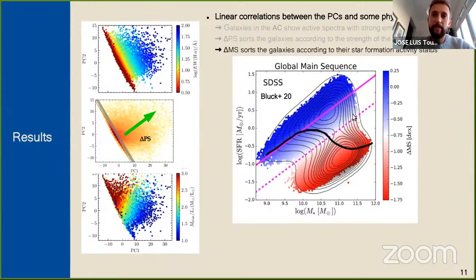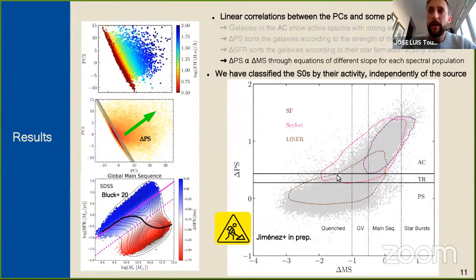And also we have an intermediate region, which is named the Green Valley, and is made by all the galaxies that are transitioning from the main sequence towards the region of the quenched galaxies. Here we would have passive galaxies that form very few stars each year. So now, sorry, I'm gonna move that.